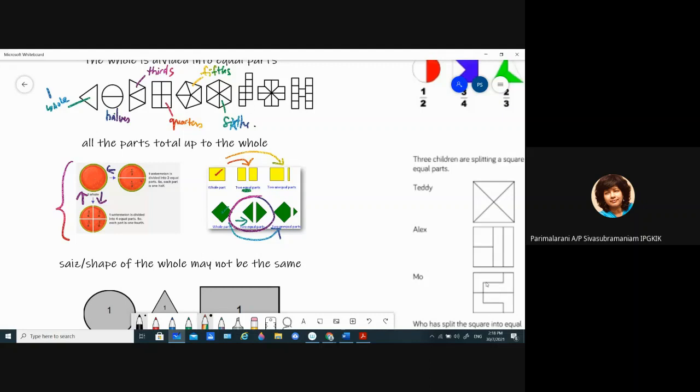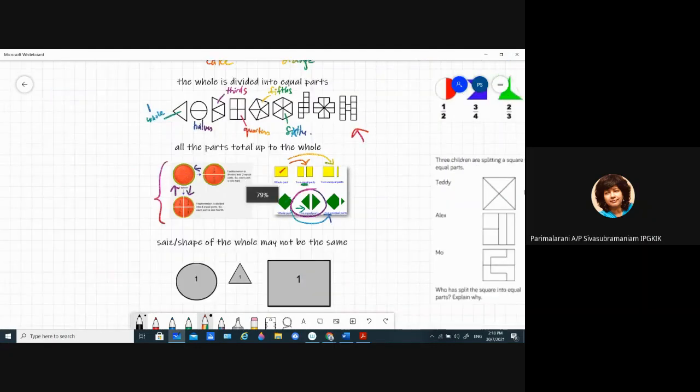So when you start to teach the concept of fractions, you must teach them what is a whole. How do you divide the whole? We can divide the whole into parts. Parts can be equal parts or they can be unequal parts. Equal parts are known as fractions. So we need to divide wholes into parts and ask them what is the name of the parts, and teach them that.